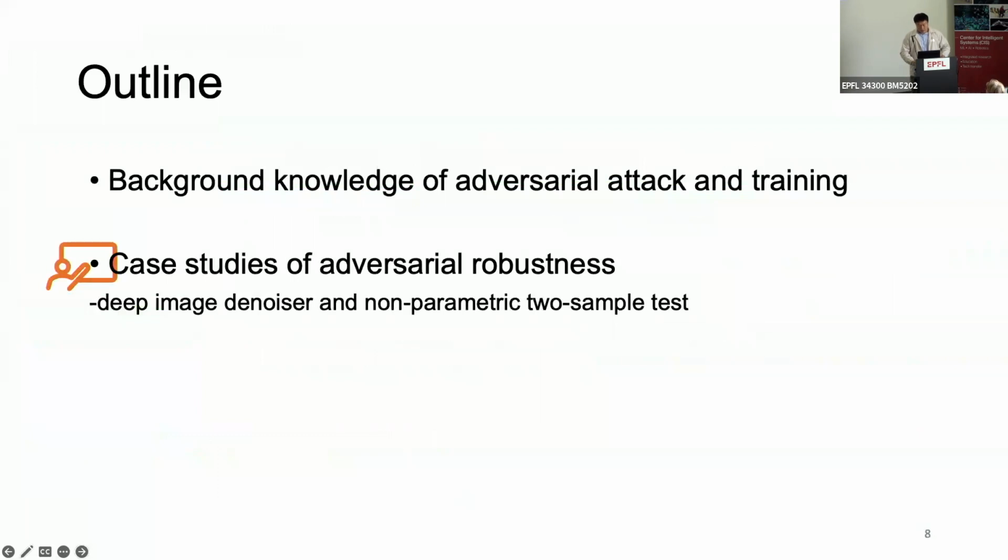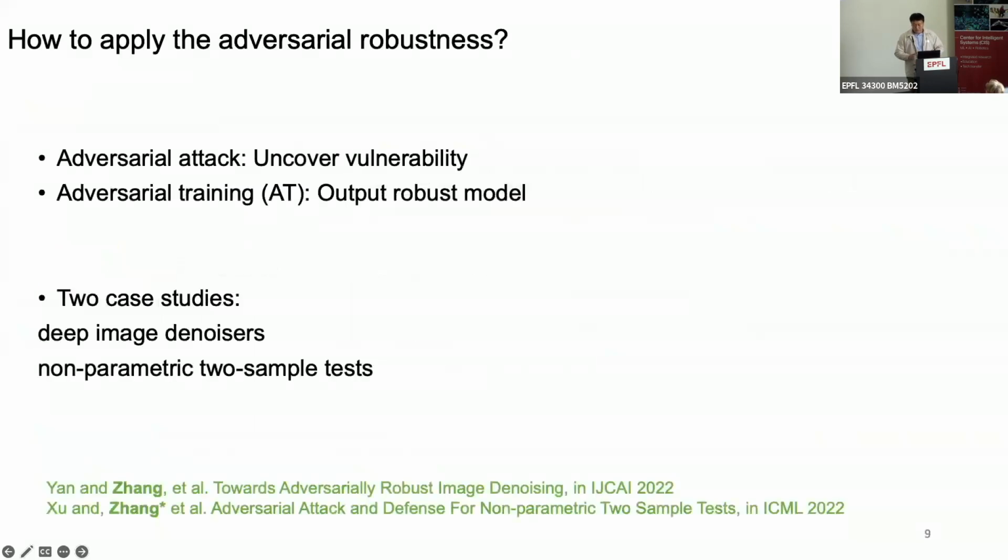Now I'm going to talk about how to apply the adversarial robustness. We know that adversarial attack is a way of uncovering the vulnerability of machine learning models, and adversarial training is a way of making those machine learning models robust against those vulnerabilities. Next, I'm going to show two case studies, using attack to evaluate the vulnerabilities and using adversarial training to enhance the adversarial robustness.